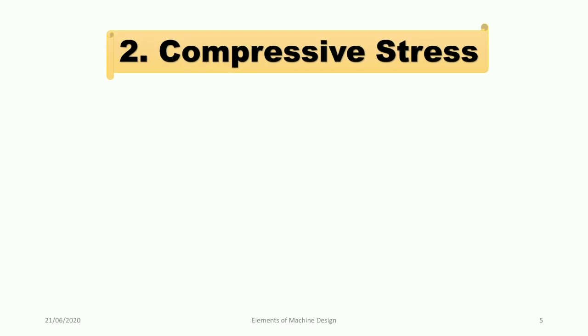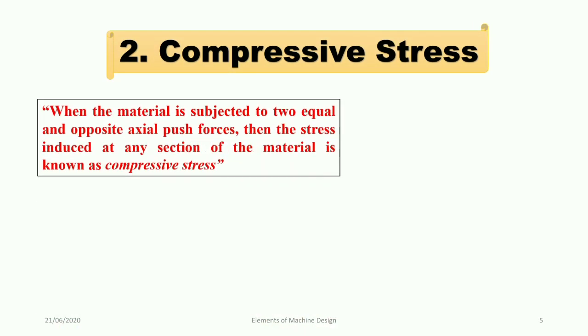Then the second type of stress is compressive stress. What is compressive stress? When the material is subjected to two equal and opposite axial push forces, then the stress induced at any section of the material is known as compressive stress. In the diagram you can see the two equal and opposite push forces acting on the prismatic bar, and due to those push forces, the internal resistance force is induced in the material, and that stress is known as compressive stress.